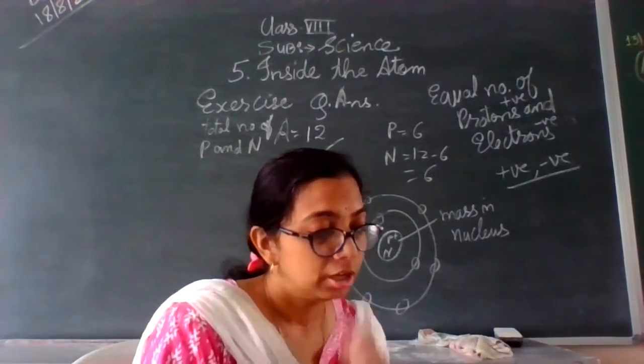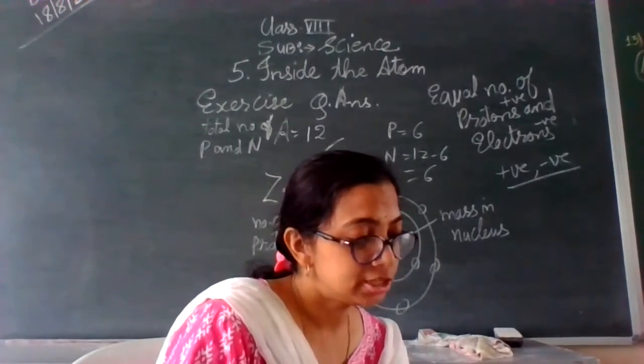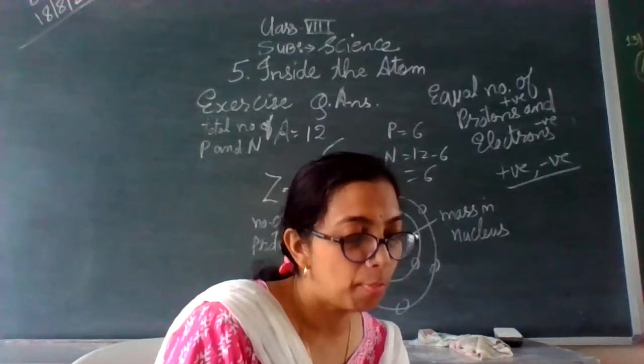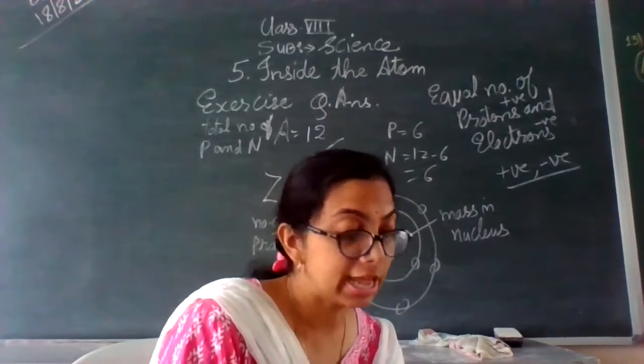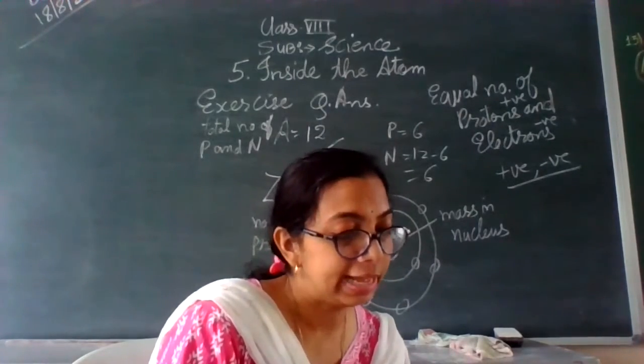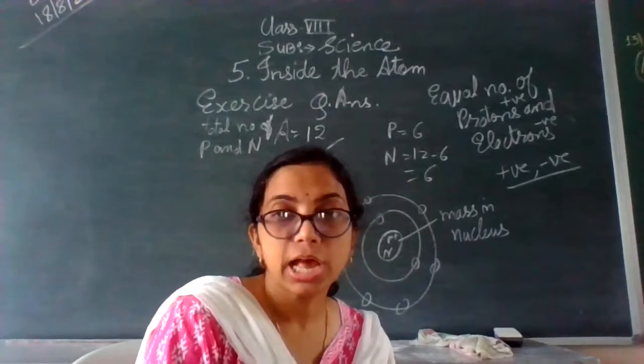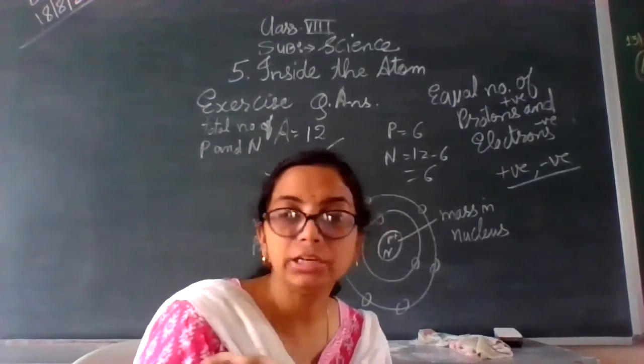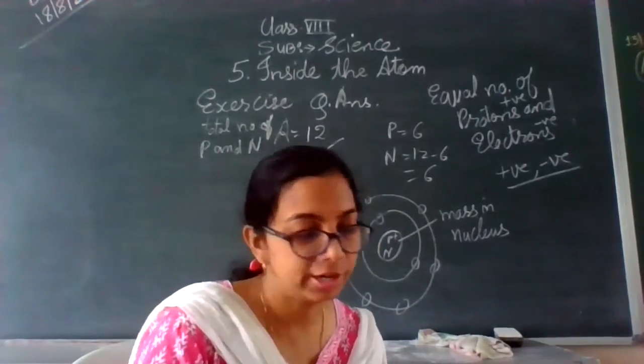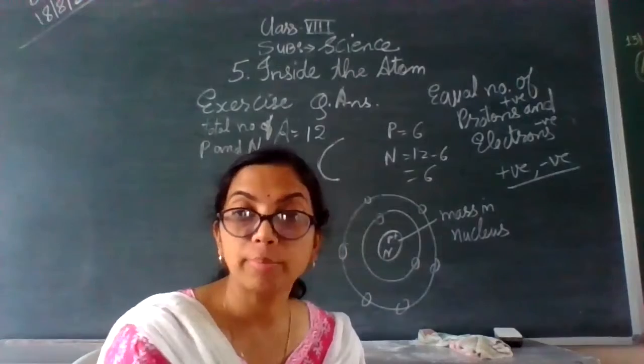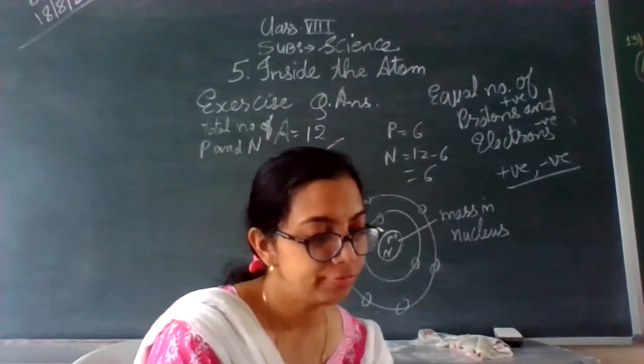Such elements which are having different mass numbers, but are elements of the same category, are called isotopes. Only the neutron number is different. That's why the atomic mass number will be different.